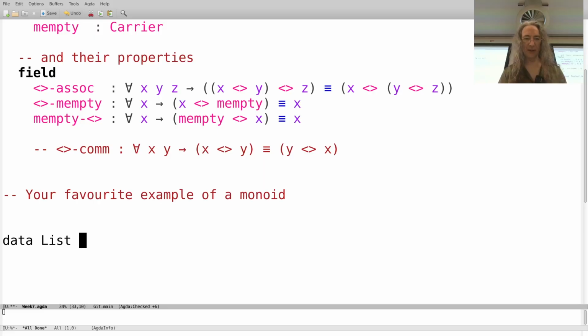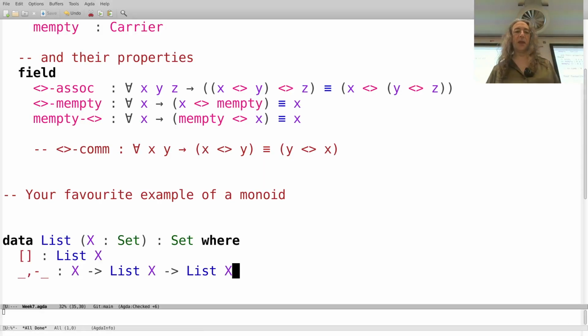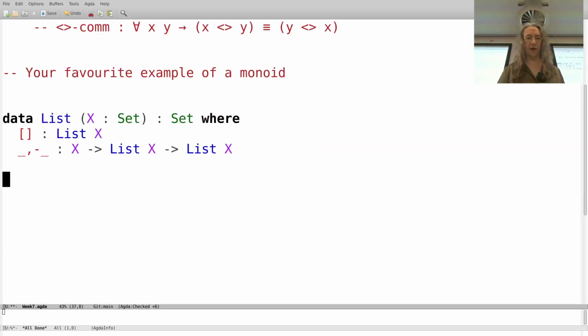But, so, we should probably replace this definition of lists with the library one, but this way I get to type in ASCII. Right, so that's lists, and I'm going to define an operation that we know and love.